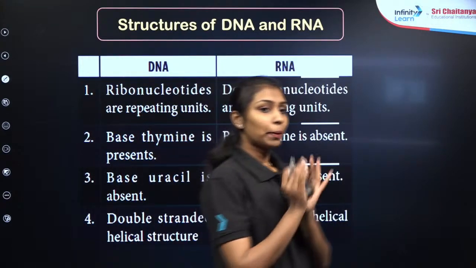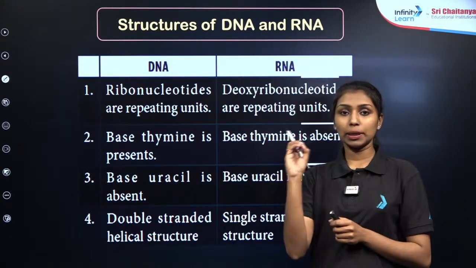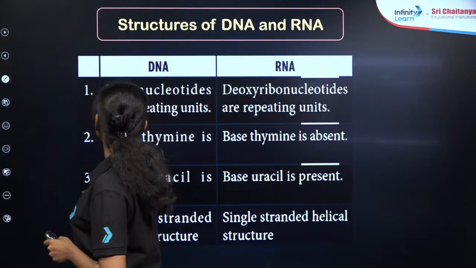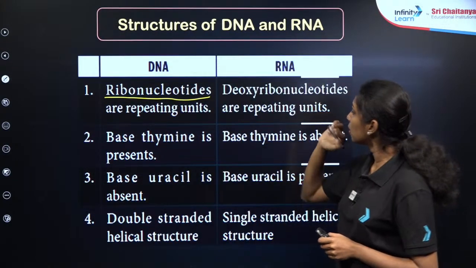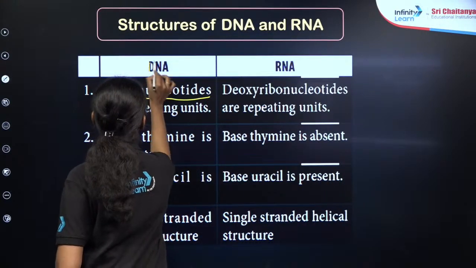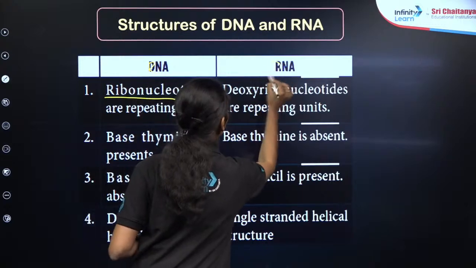So based on the idea, you can make a table of the differences between DNA and RNA. In the case of DNA, there will be the nucleotide chains, that is ribonucleotides, right? Ribonucleotides are the repeating units. But there is a small correction. This is for RNA. This is for DNA.